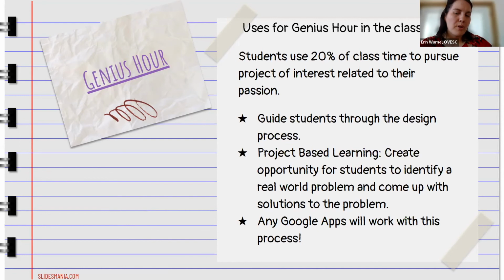Students can also complete project-based learning, which allows students to identify real-world problems and come up with solutions to their problems. Any Google application will work for the Genius Hour or project-based learning. So we're talking Docs, Slides, Sheets, Forms, Sites, anything, because again, they're collaborating, they're working together. You can provide feedback to each other. So they're thinking some more, they're getting some feedback, and then they're extending their learning as well.